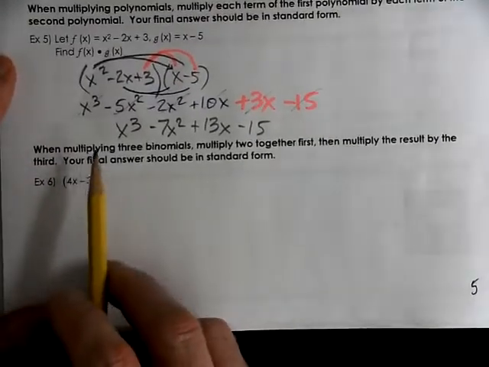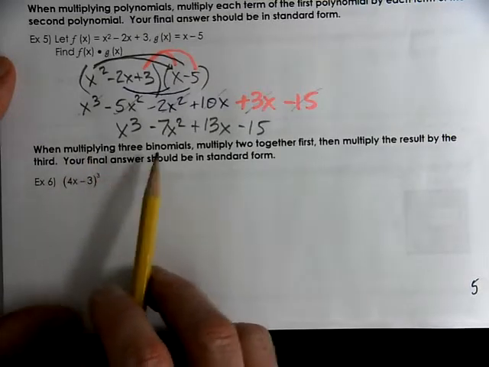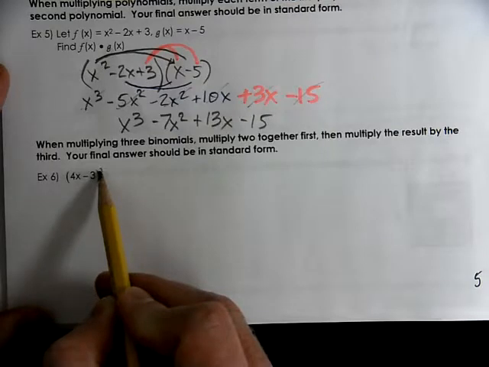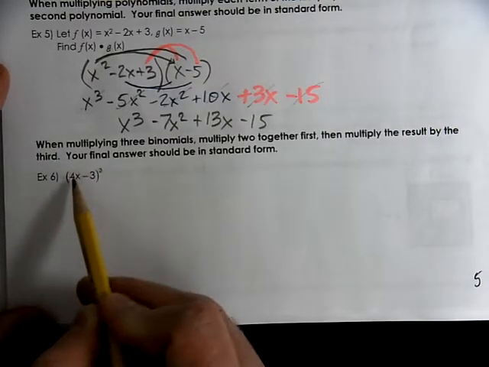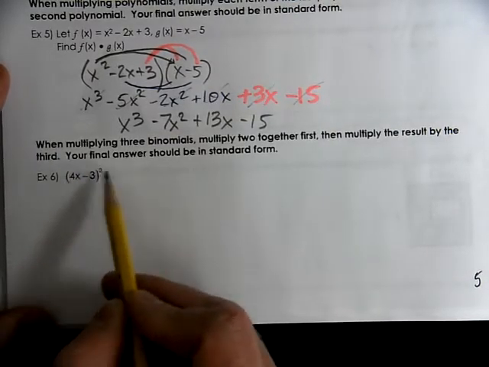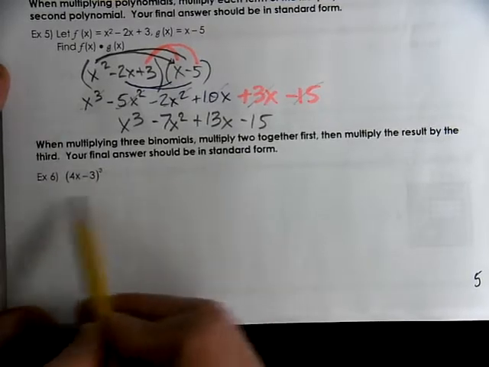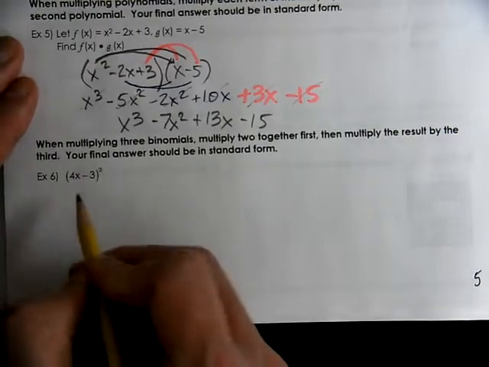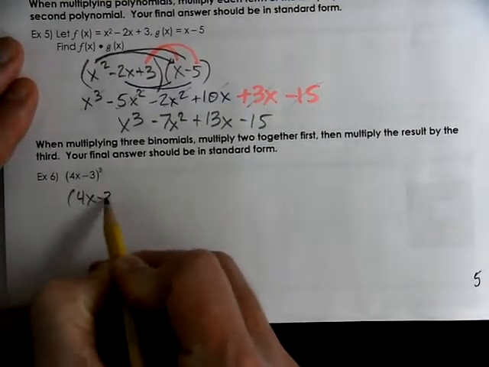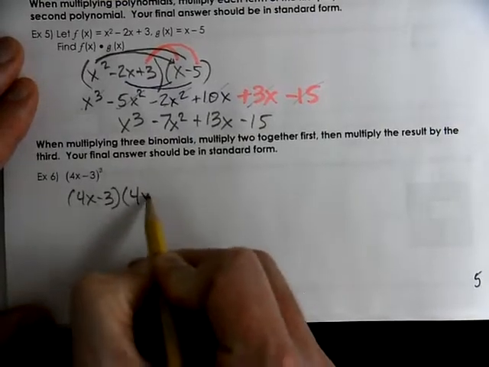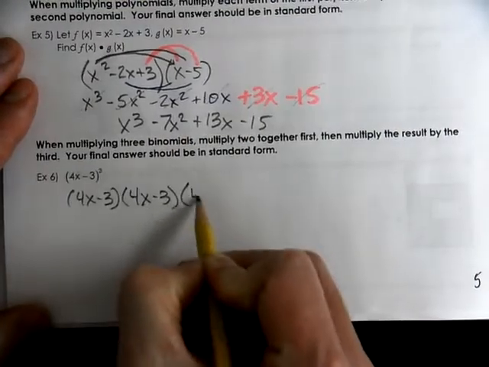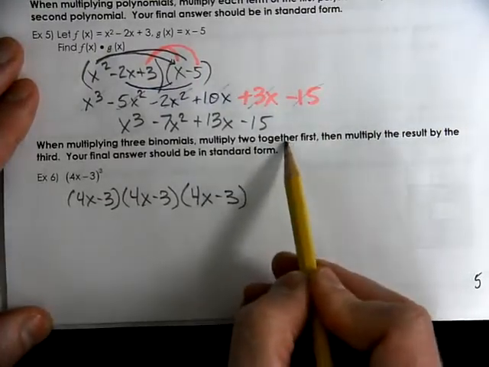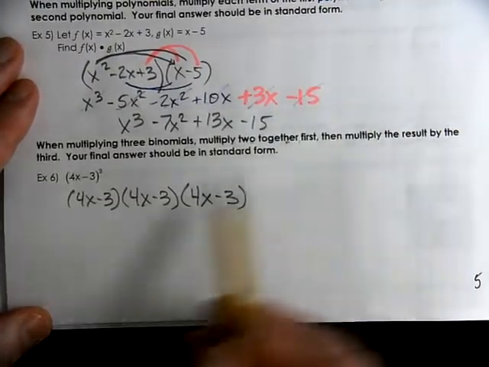So to multiply this out, the hint is that we'll be working with 3 different binomials. Now the common mistake here, people are going to call this 4 cubed, which is 64x cubed, minus 27. That's the common mistake. You cannot distribute that through. You have to write it 3 times because you are cubing this binomial. Then we're going to multiply 2 of them together first. Then we're going to multiply by the third one.